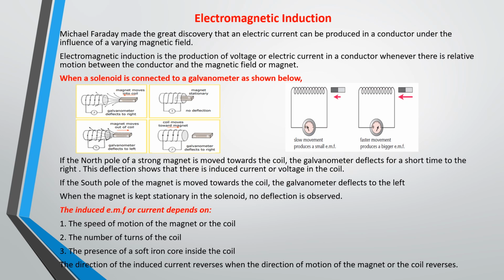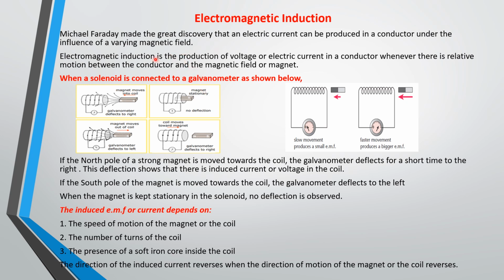Okay, so an earlier scientist actually carried out an experiment on electricity, and he made a discovery that was very timely and important, and that is the discovery we are discussing today, electromagnetic induction. And that scientist is called Michael Faraday. You will discover that Michael Faraday did a lot of work on electricity. In fact, he's the father of electricity. So Michael Faraday made the great discovery that an electric current can be produced in a conductor under the influence of a varying magnetic field.